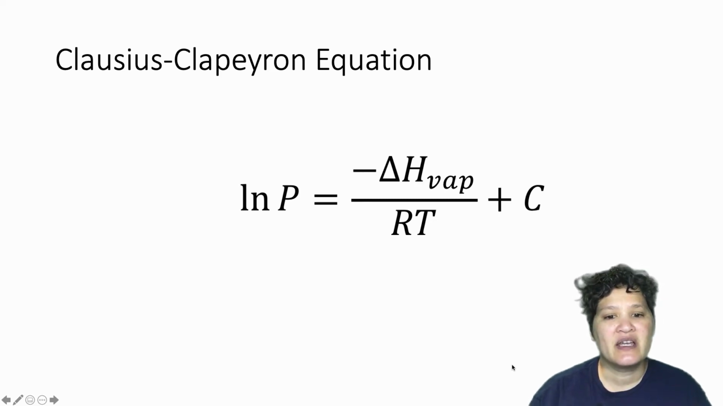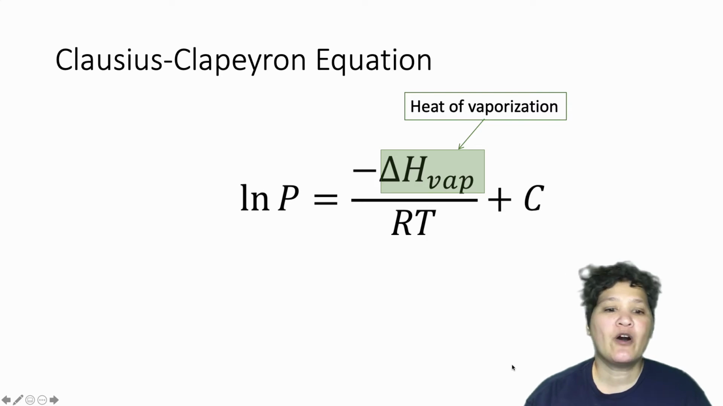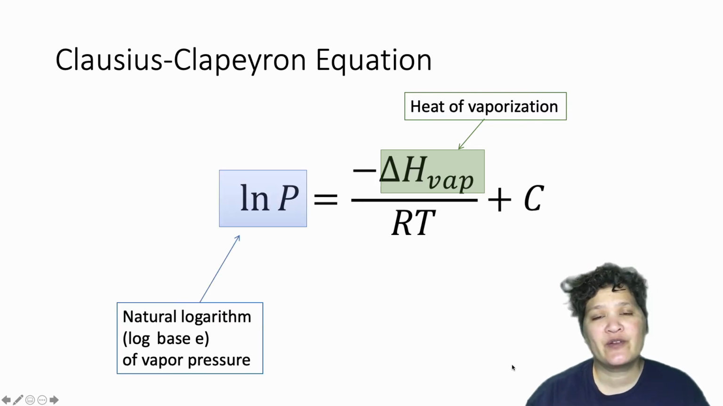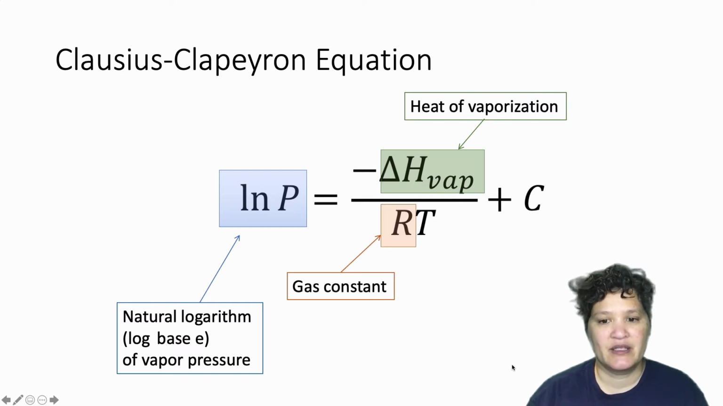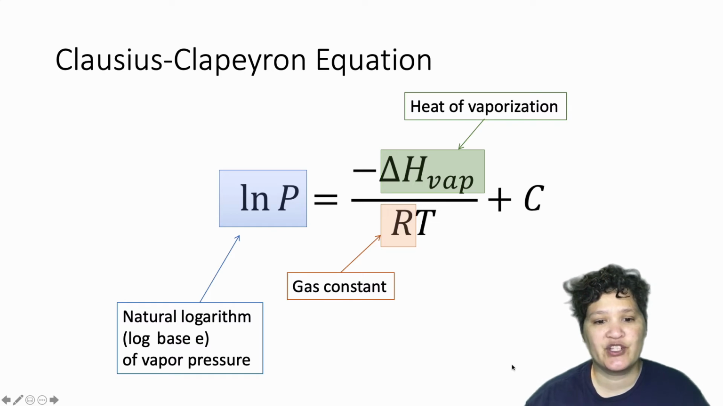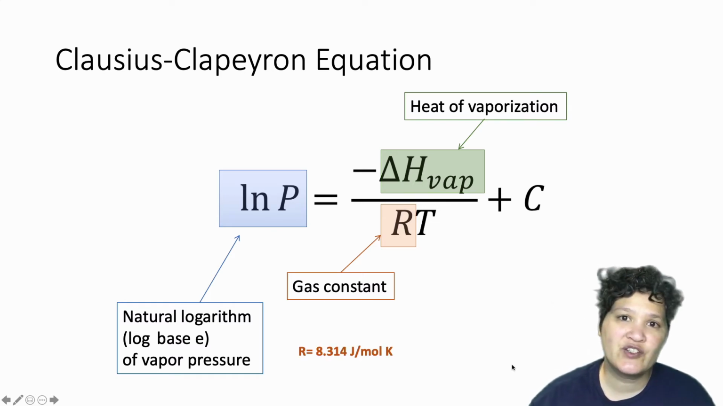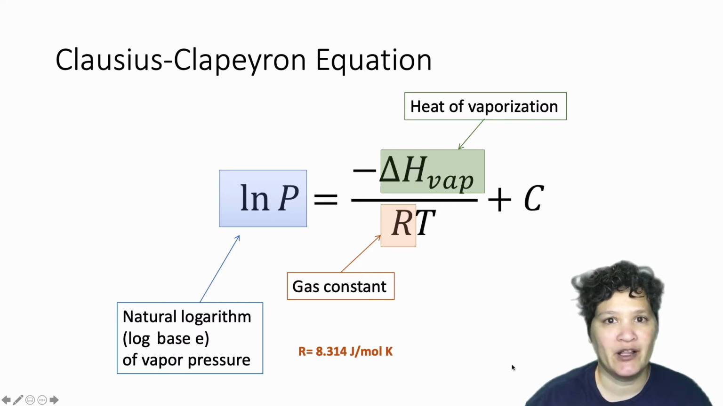As you can see, this equation contains the heat of vaporization. We also have the vapor pressure, or rather the natural log of the vapor pressure. So you can already see there must be a relationship between vapor pressure and the heat of vaporization. What else do we have here? The gas constant. Again, there are many forms of the gas constant, but in this case we're dealing with energy, so we're always going to use the form that contains the energy units, joules per mole Kelvin.